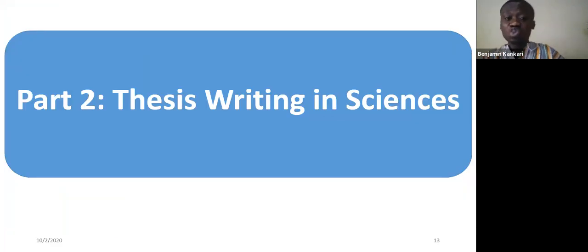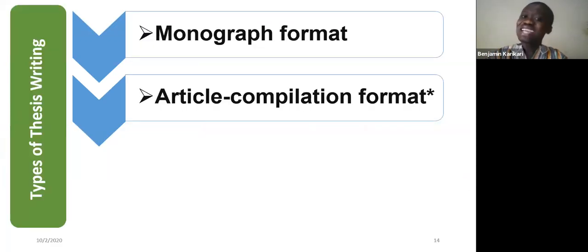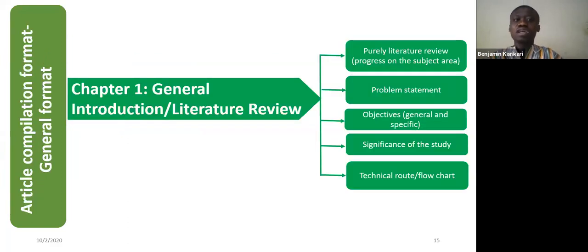So let's zoom into our main focus, thesis writing in sciences. What are the types of thesis writing? We have the monograph format, and then we have the article compilation format. The article compilation format could also be named the objective-based compilation format. So we are going to dwell more on the article-based compilation format because this is the format for almost all sciences.